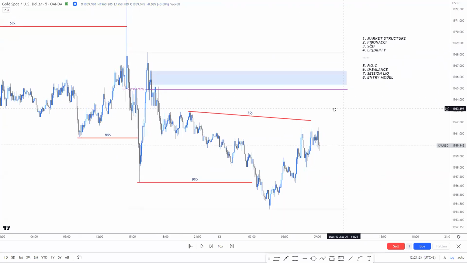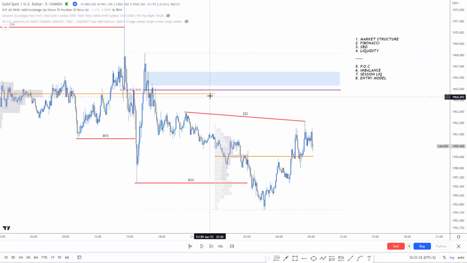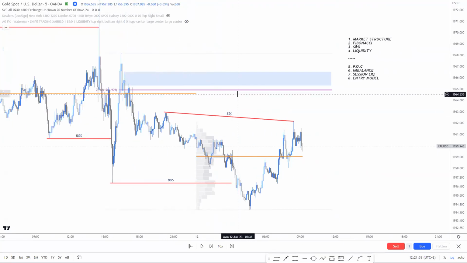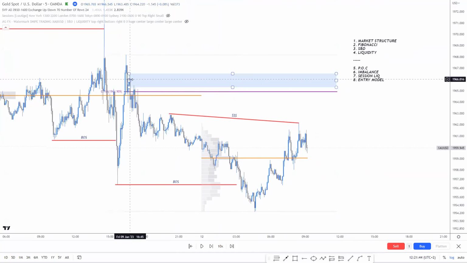Then we're looking at the extra confluences. So, session volume profile. Actually, it was pretty close. So we could say we had the session volume profile to some extent. Okay. We know there was volume around this area. So we could argue we had it. Imbalance, there was no imbalance, as every single imbalance had been mitigated. Okay. Every imbalance had been mitigated.